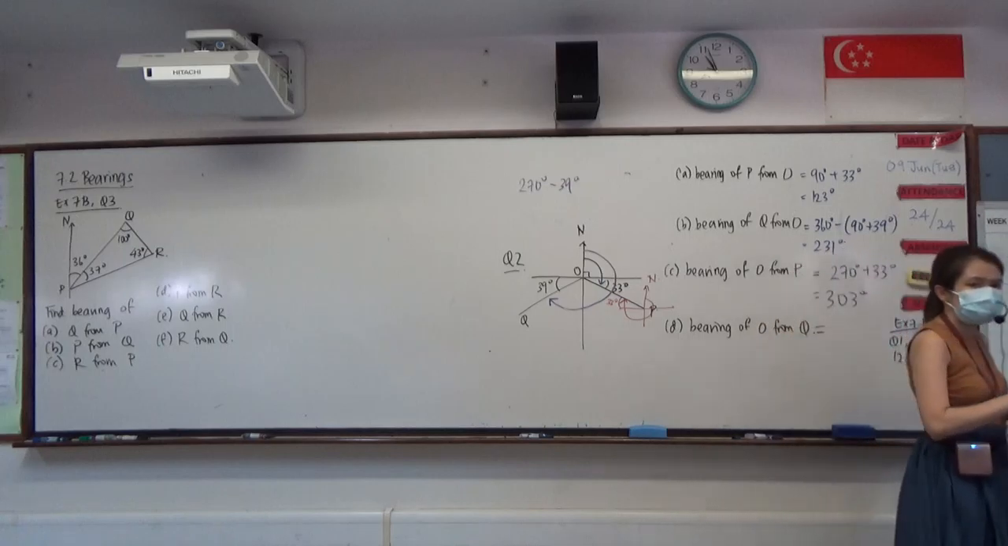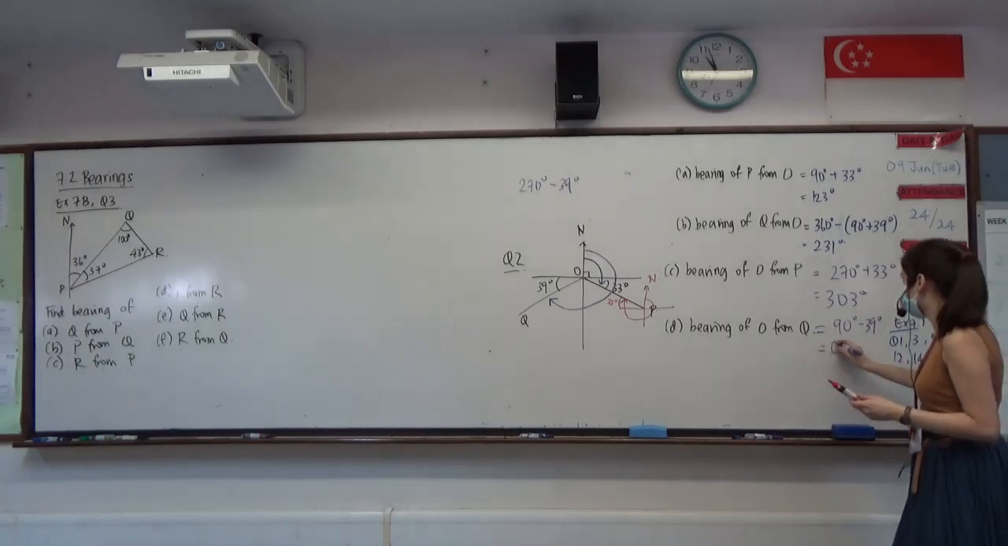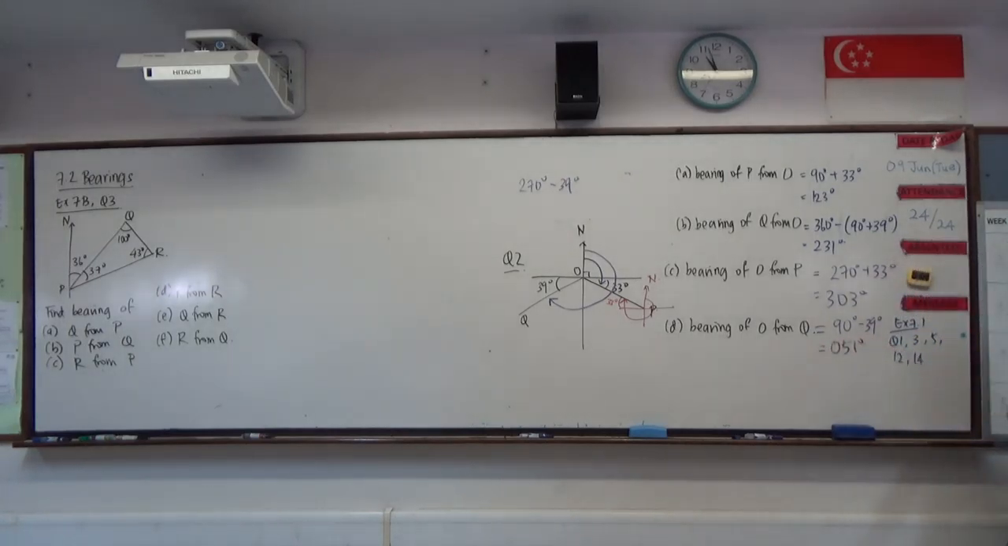Part D, bearing of O from Q. Mazel, what's the answer? 90 minus 39. Then? 51. Answer is 051. Did everyone get this answer? Yes? Anybody else get a different answer?